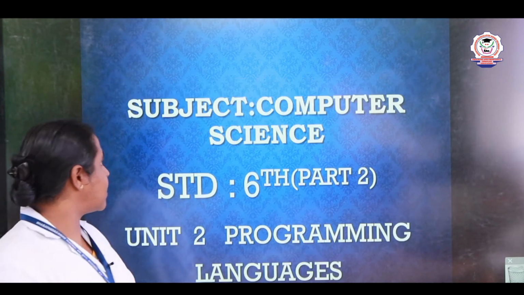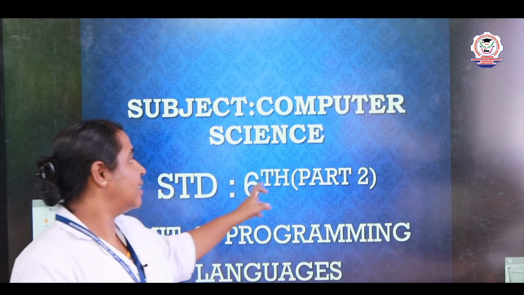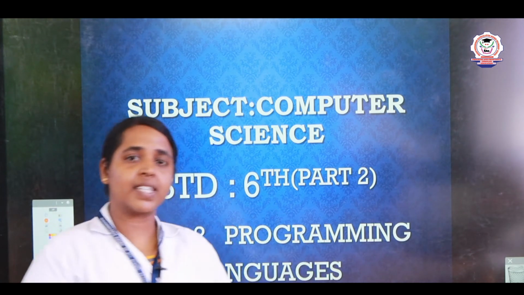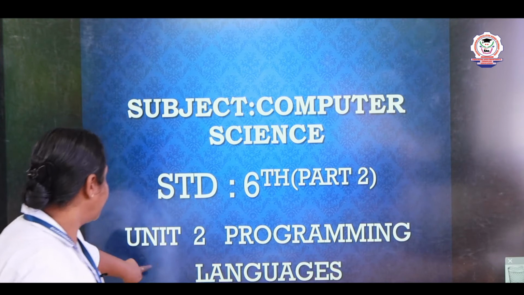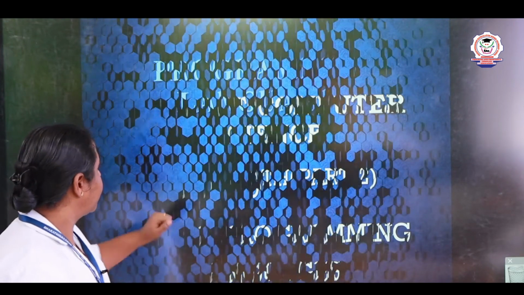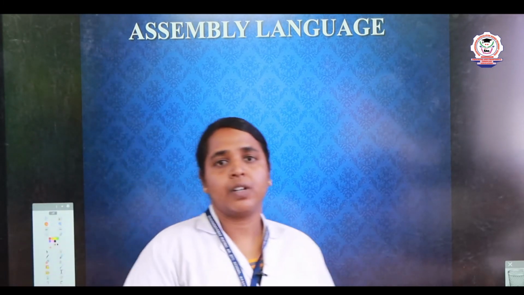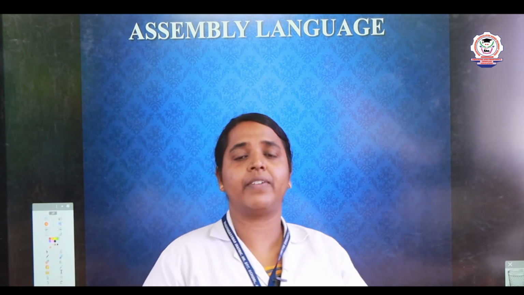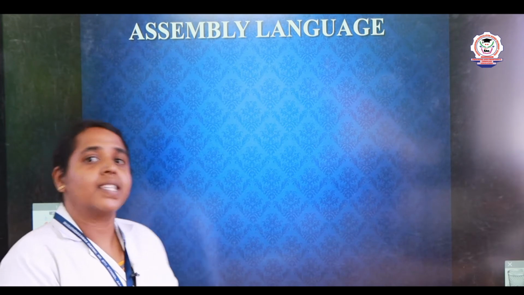Today we are going to see the subject computer science. In this 6th standard, part 2, the unit is programming language. Already we discussed part 1 in our previous session. So today we are going to discuss part 2. First, we are going to see assembly level language. In the previous part, we discussed machine level language. Now, we are going to discuss assembly level language.